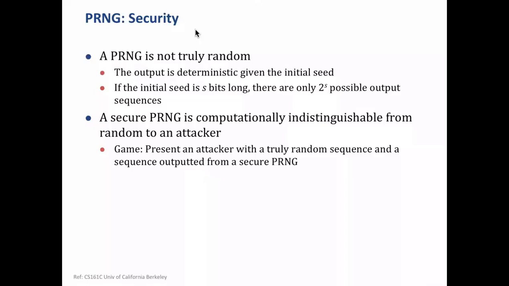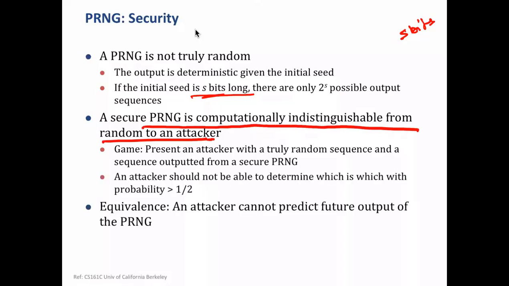The initial seed has to be long. Here we assume it is S bits long. A secure pseudo random generator is computationally indistinguishable from a random one to an attacker. The attacker should not be able to guess the next random number, or it should look truly random to an attacker. It means that the attacker should not be able to predict the future output of the PRNG.